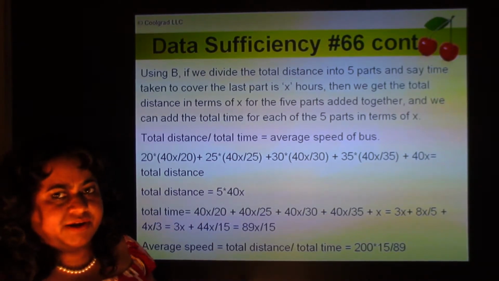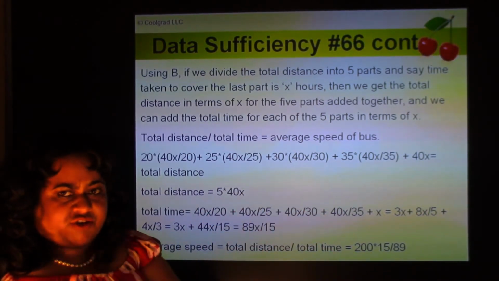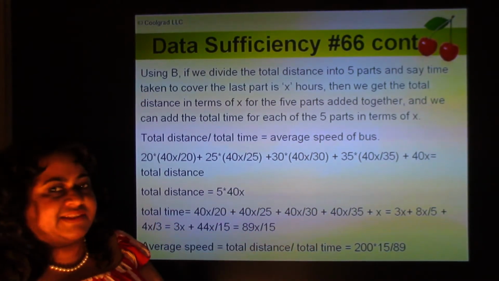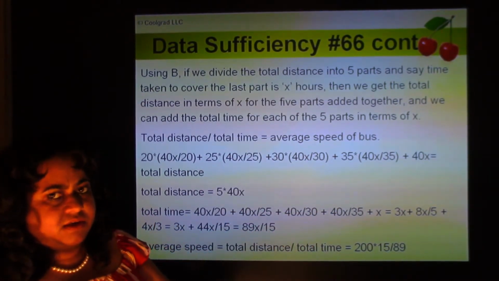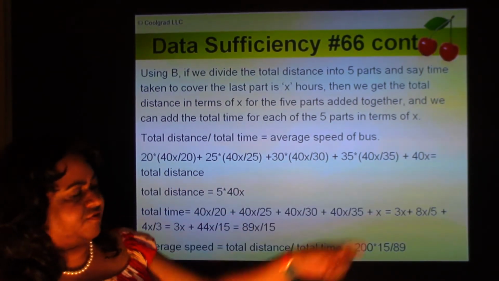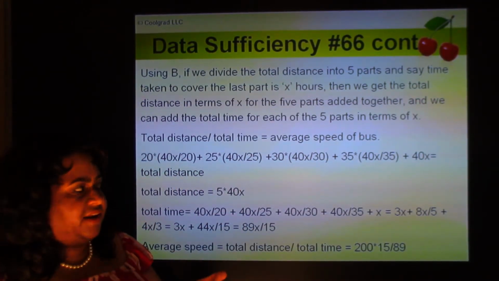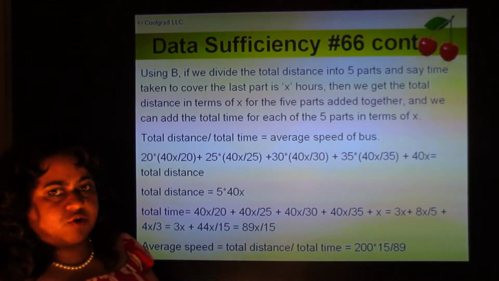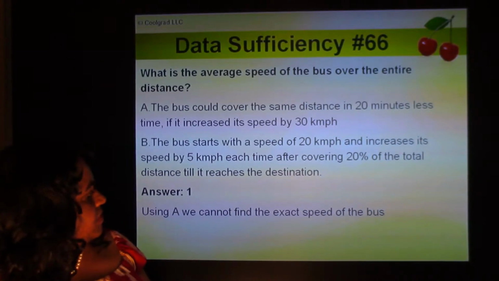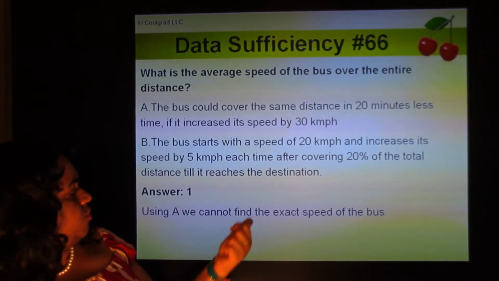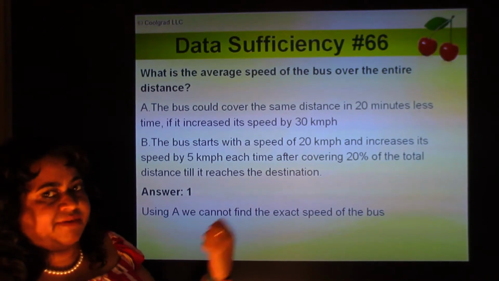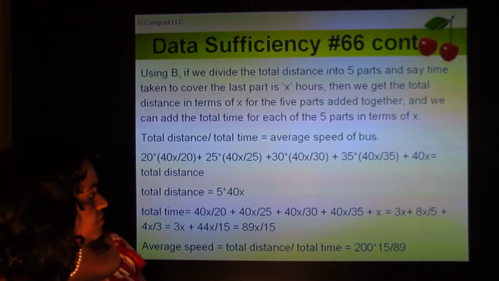So you got the concept, right? Divide the distance into 5 chunks. In the last chunk, it was traveling at 40 kilometers per hour. Let's say the time taken to do that is x, and then substitute all the times taken at different speeds in terms of x. All you need is the total distance divided by total time. That will give you the average speed. So my point is, using statement B alone, we can solve for the average speed of the bus. But using A, we can't. So we pick option 1.